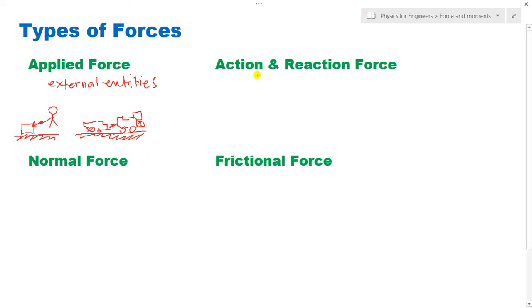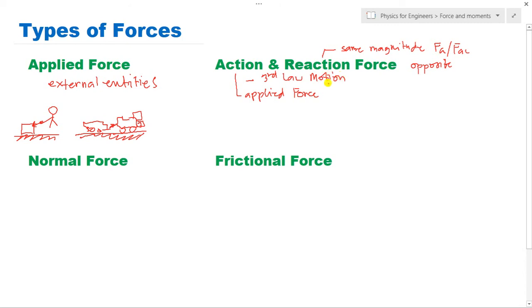Now the second example here is action and reaction force. This action and reaction force follows the third law of Newton, or the third law of motion. Here, action force is just the same as applied force. It is the force that you exert. And then what is the reaction force? This reaction force has the same magnitude as your applied force or your action force, but opposite direction. Because the third law of motion says that for every action there is an equal, same magnitude, and opposite reaction.